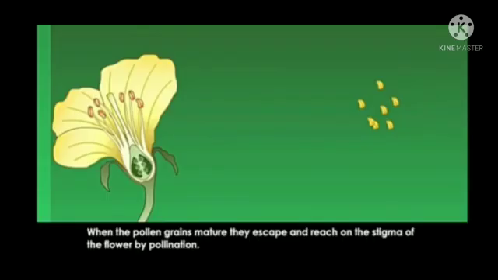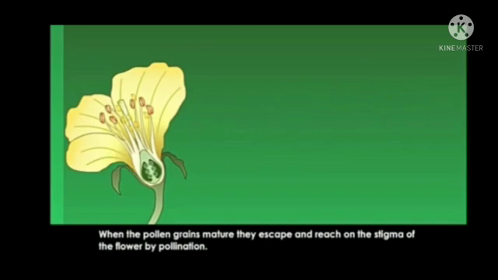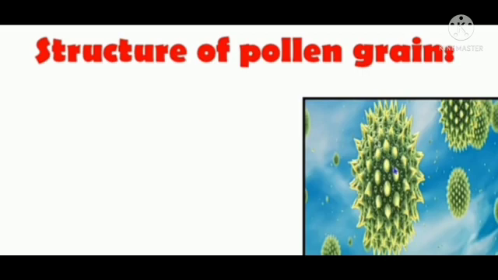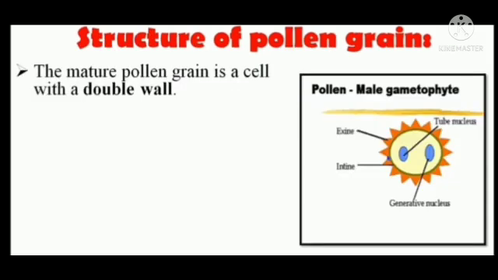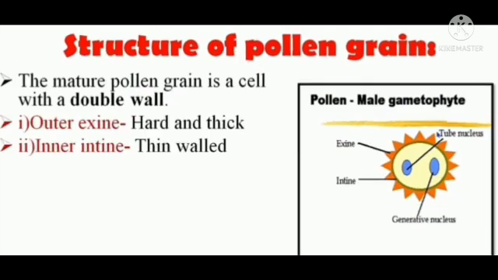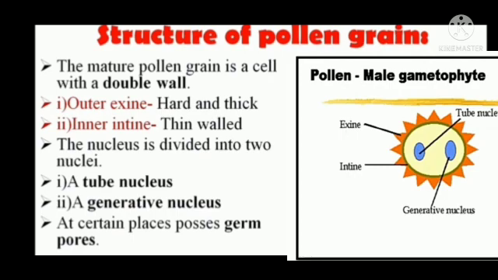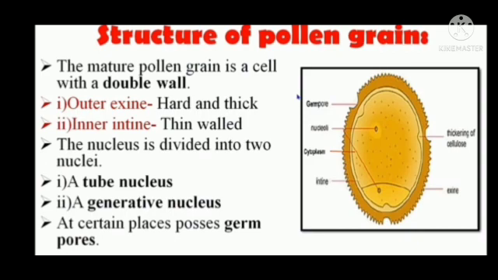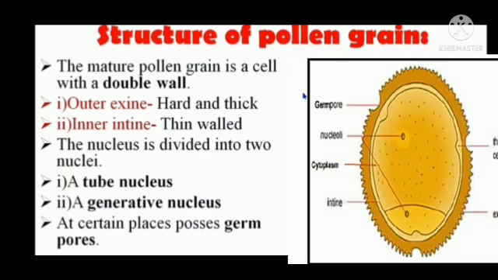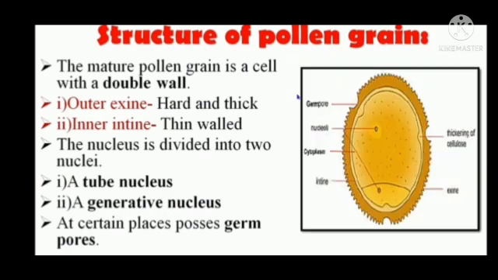Now let's see how these pollen grains reach the stigma. When the pollen grains mature, they escape and reach the stigma of the flower by pollination. The pollen grain is a microscopic, unicellular structure covered by a double wall. The outer wall is called exine, which is hard and thick, while the inner wall is thin and is known as intine. The nucleus is divided into two nuclei: one is called the tube nucleus and the second is called the generative nucleus. The exine at certain places has pores, called germ pores, through which the pollen tube emerges during germination.